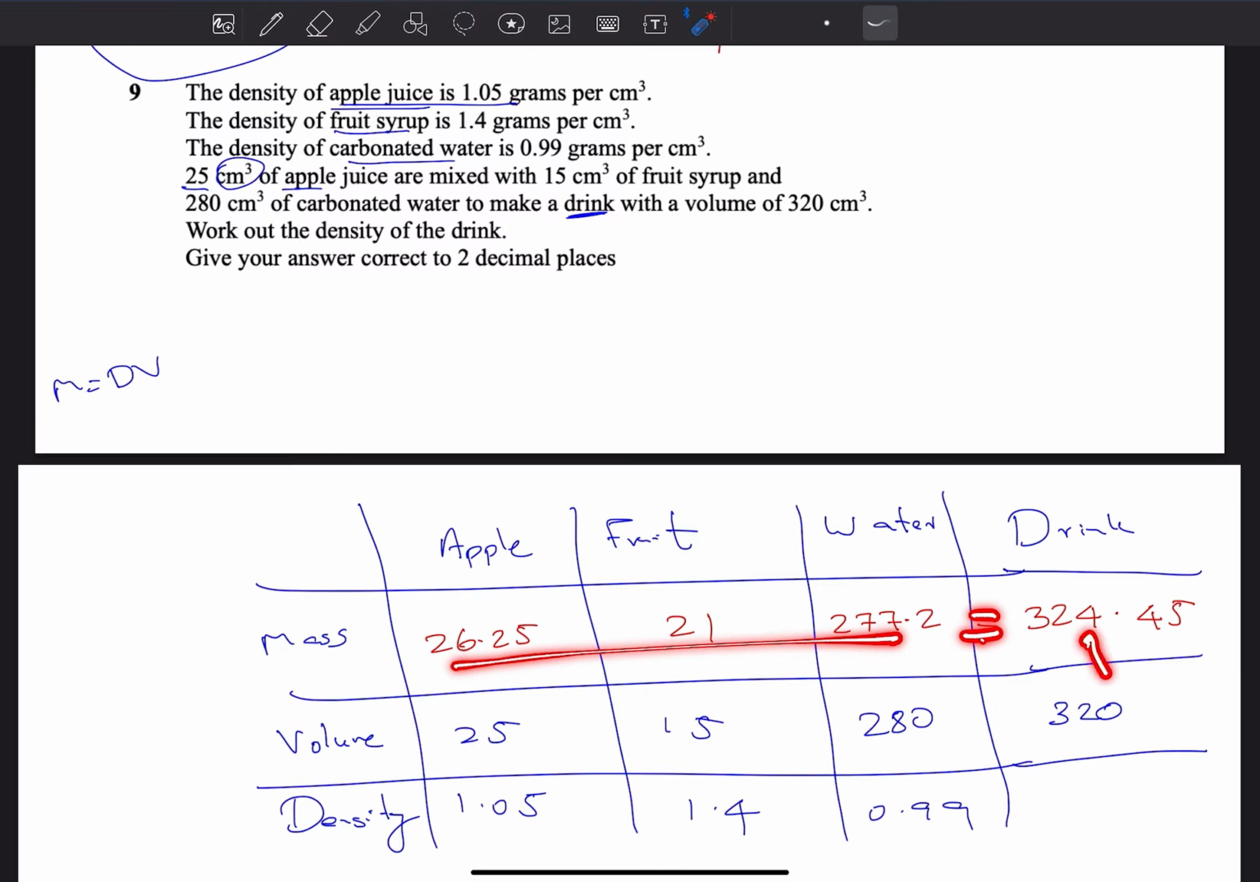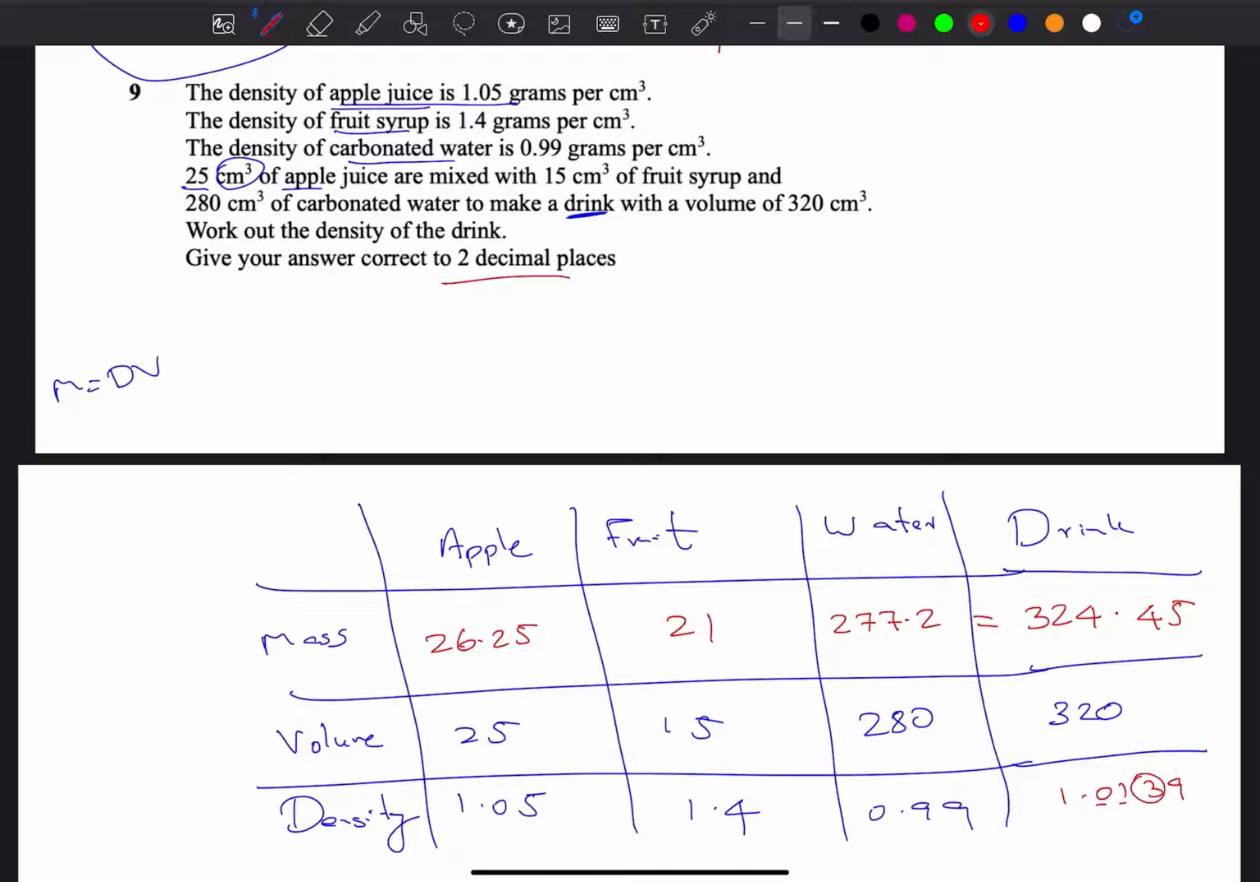Then mass over volume, that's your density. So 324.45 divided by 320, which will give you 1.0139. 2 decimal places, look at the 3, round down, 1.01. They want the density of the drink. There you go, 1.01 is the density of the drink. Simple.